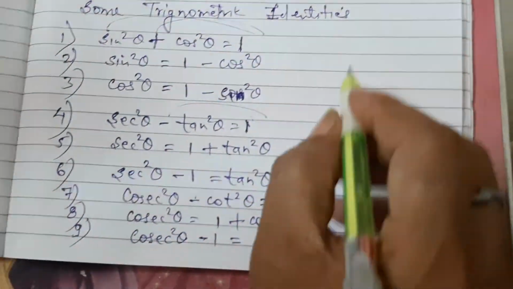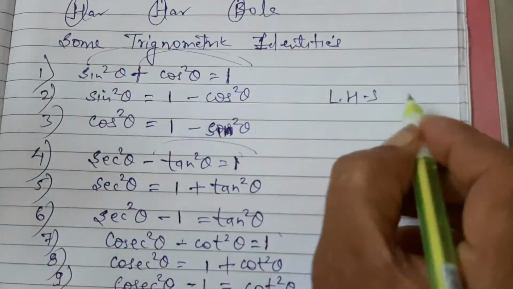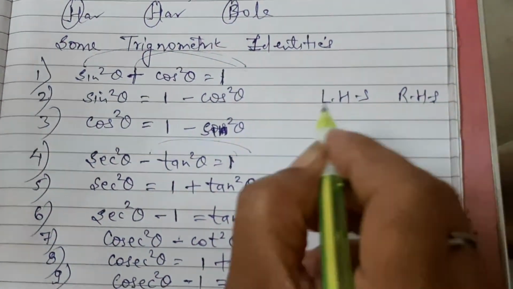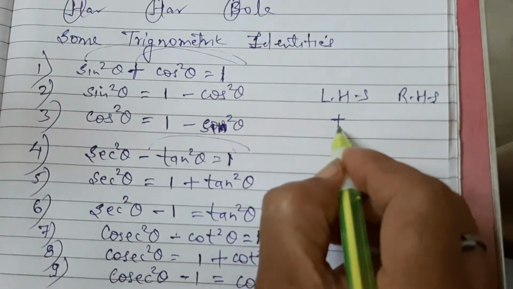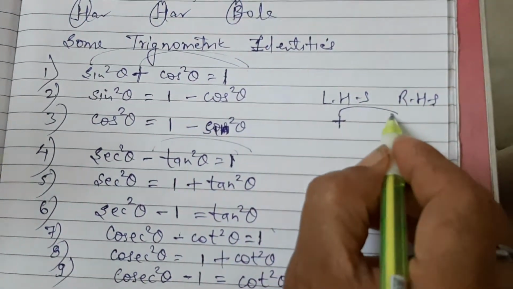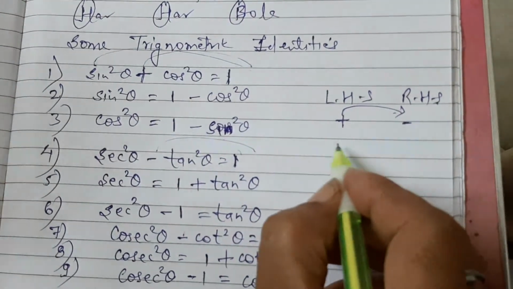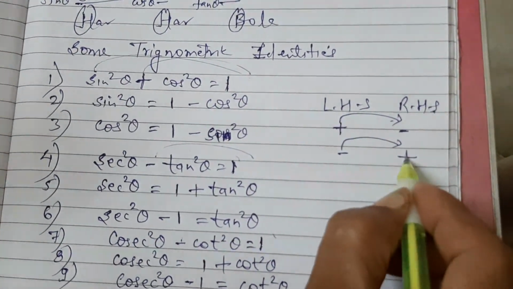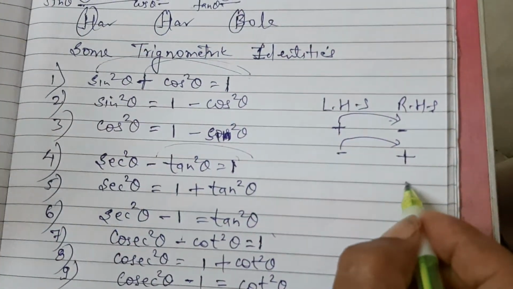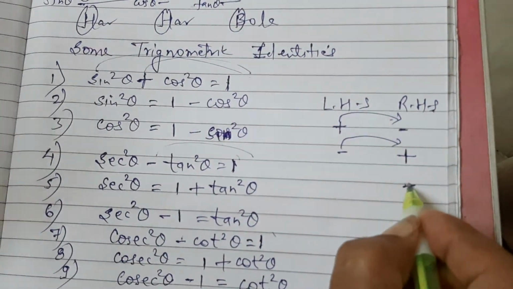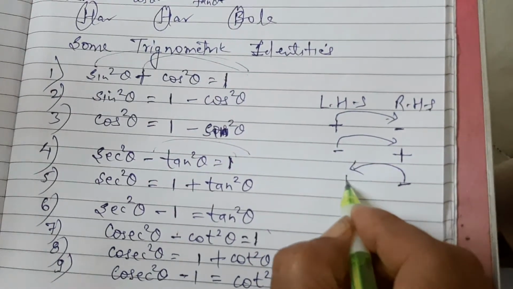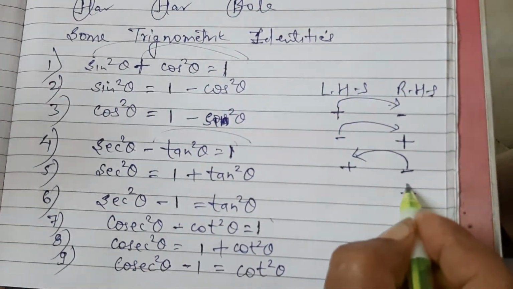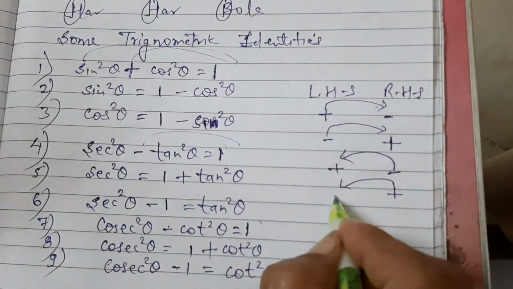And one more important thing, always remember: plus will shift from left to right and become minus. Minus will shift from left to right and become plus. Similarly, on the right, minus will shift from right to left and become plus. Plus will shift from right to left and become minus.